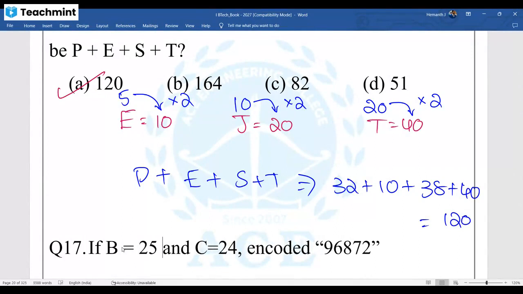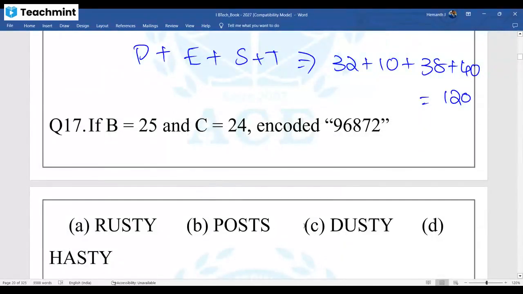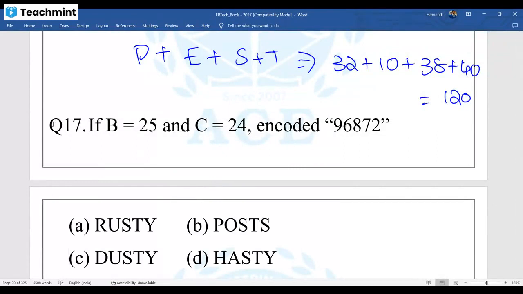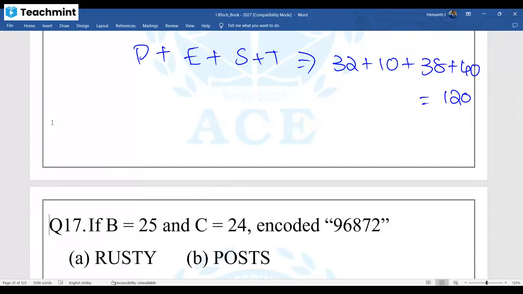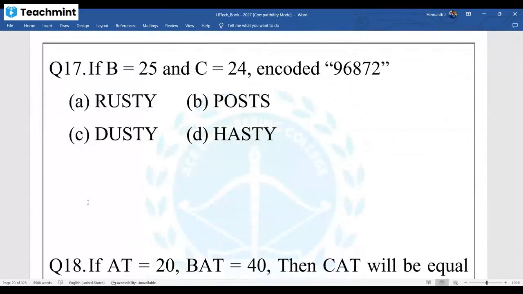Next question, once you are done with the 16th, see the 17th question. Logics are important. You observe this question, they given B value 25, C value 24. By seeing those two, you have to understand it's a reverse coding. We know A is 26, B is 25, C is 24, and so on up to Z. Forward coding is A1, B2, and reverse code A is 26, B is 25. Reverse code goes back to front. That's what we discussed in the previous session. Forward code and reverse code are opposing things.